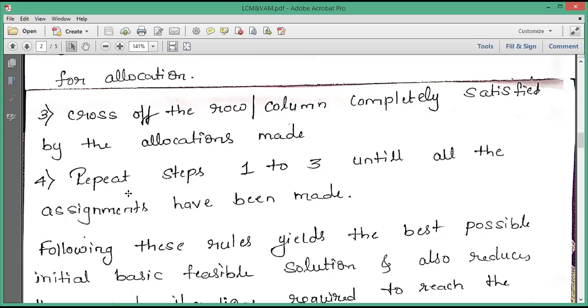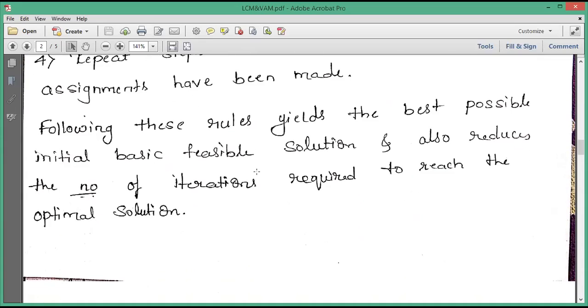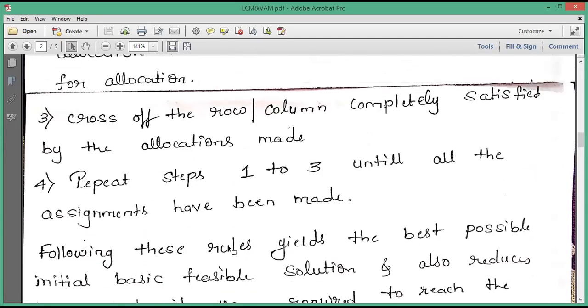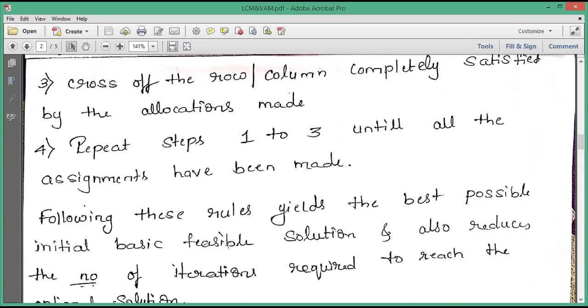And the last step: we have to repeat all the above three steps until all the assignments have been made, or we can say until all the supply has been consumed, or until all the demand has been met. We need to keep on repeating the above three steps. Once we follow all these rules, it yields the best possible initial basic feasible solution, and it also reduces the number of iterations required to reach the optimal solution. So now we will understand this Vogel approach by taking an example.